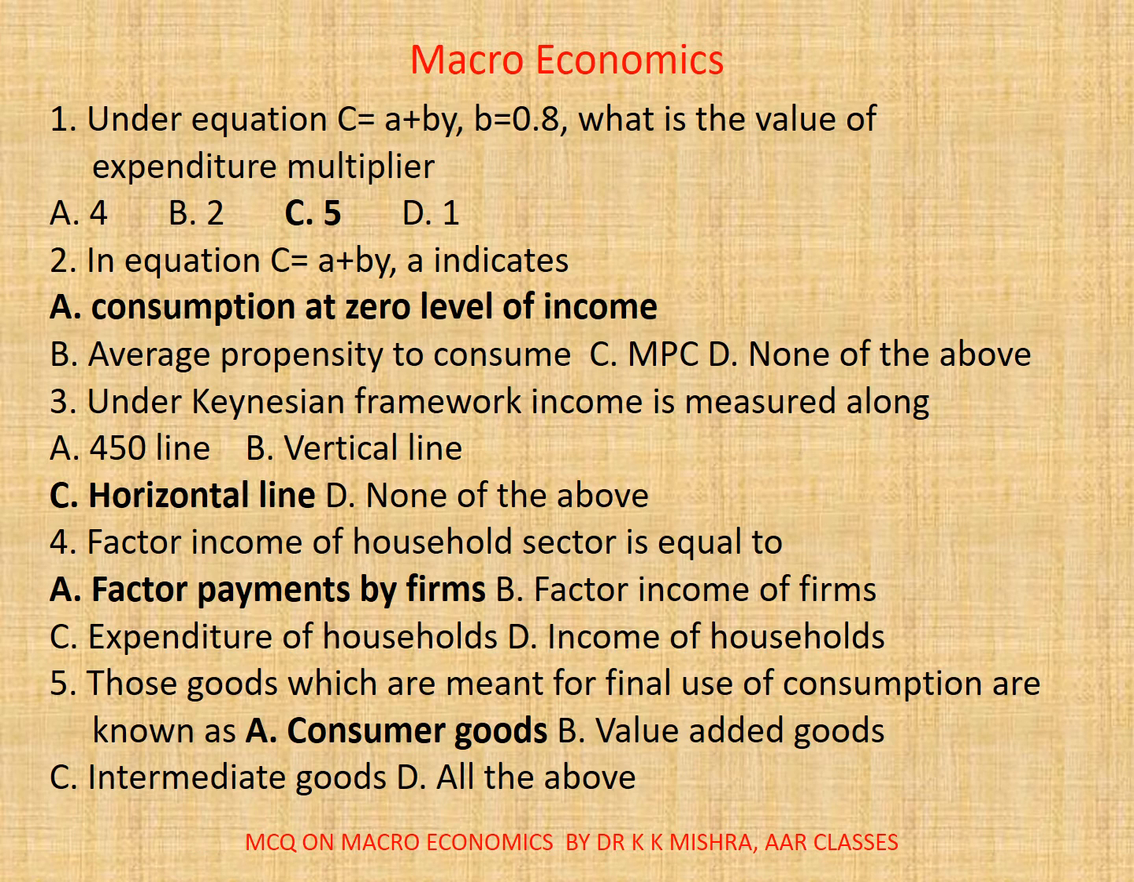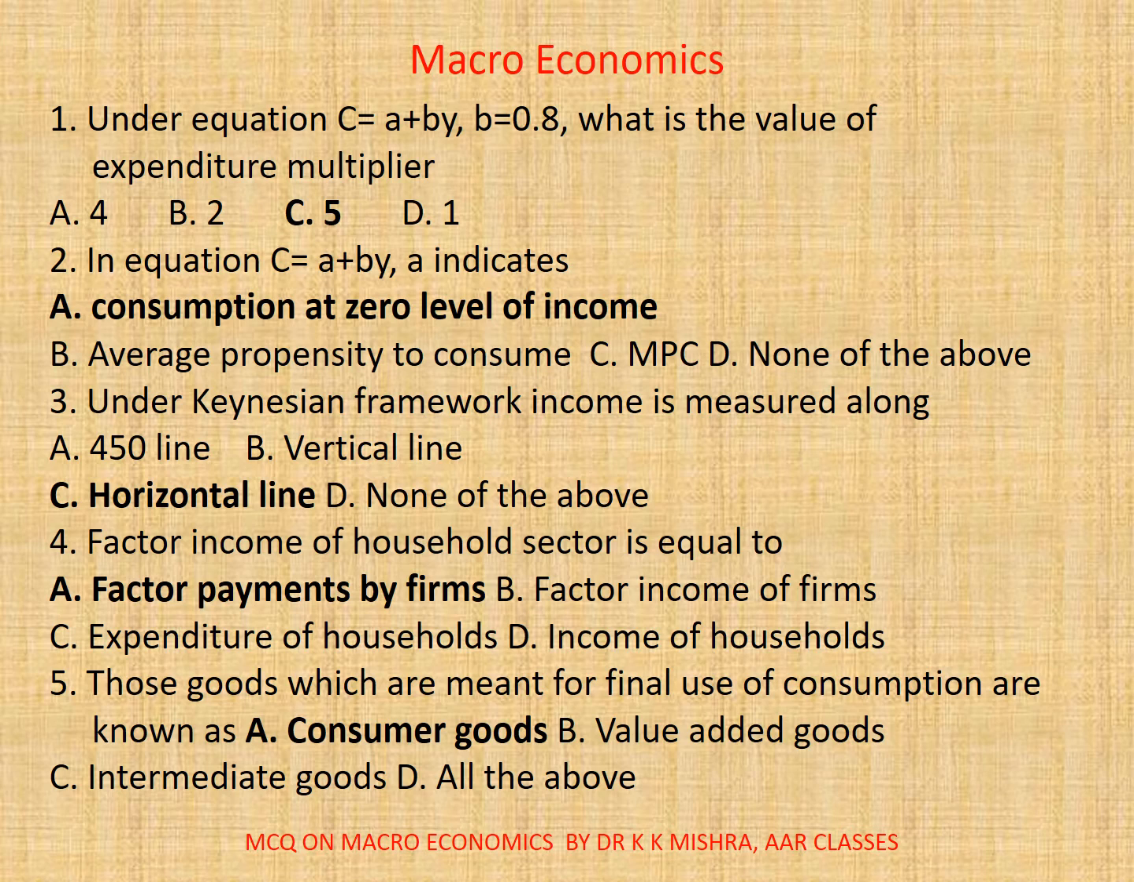Number 1. Under the equation C = A + BI, if B = 0.8, what is the value of the expenditure multiplier? So here, if you calculate, you will get 5. So the correct option is C, that you can do by taking the value 1 upon 1 minus MPC. After all, now question number 2.